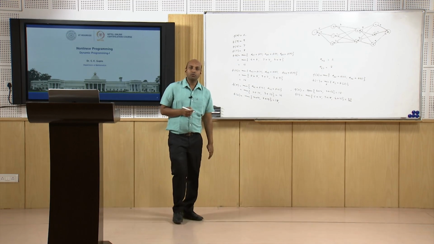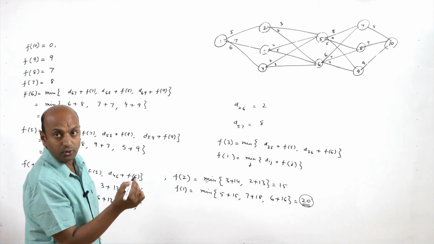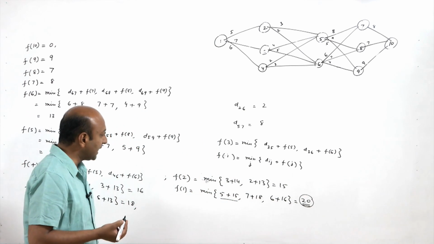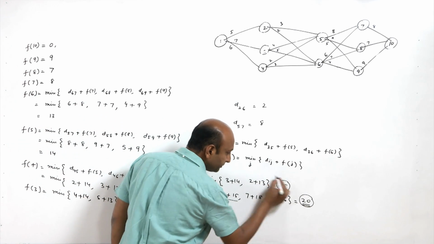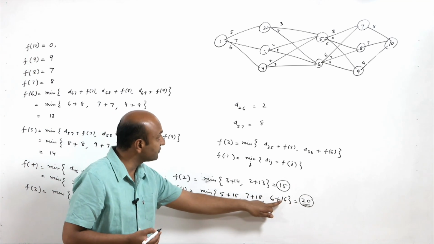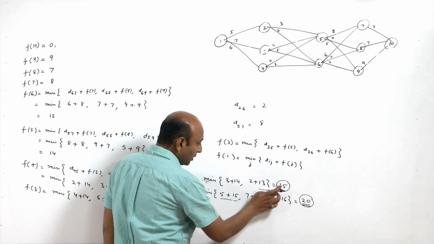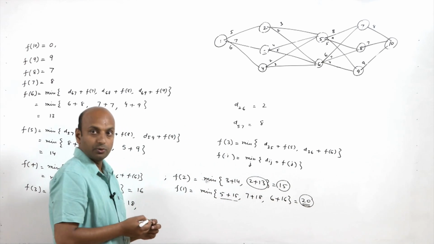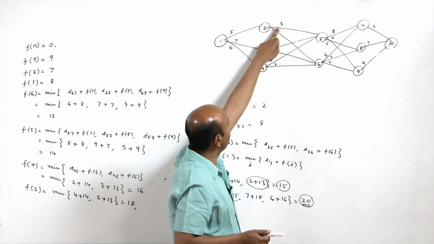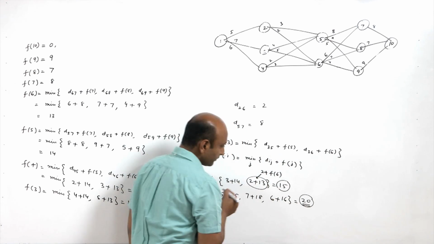What is the path of 20 units? How to find that? This 20 is the minimum path length from node 1 to node 10. Now this 15 we are getting from F2. F2 is the minimum of 3 plus F5 and 2 plus F6, so it is 2 plus F6.